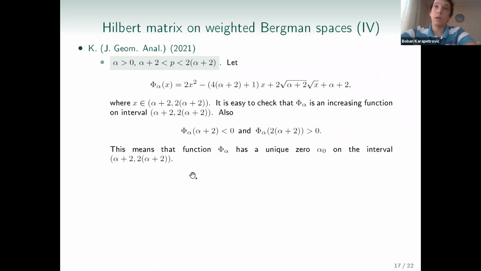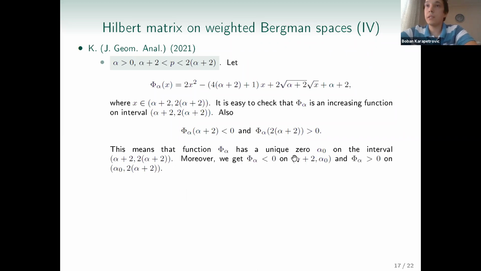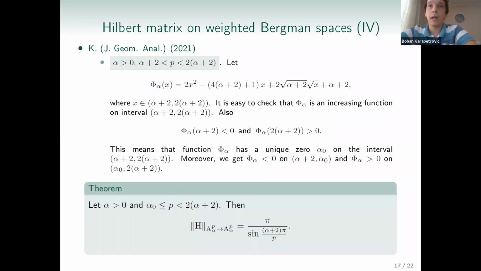And also, on the interval from alpha plus 2 to alpha_0, function phi is negative, and on the remaining interval from alpha_0 to 2 times (alpha plus 2), function phi is positive. And we have this result, again in the case when alpha is greater than 0. So if p is between alpha_0 and 2 times (alpha plus 2), we have this equality, so we have a positive solution of the conjecture.